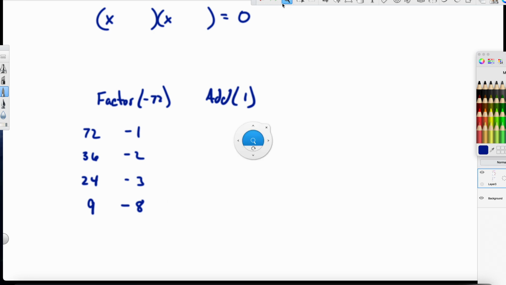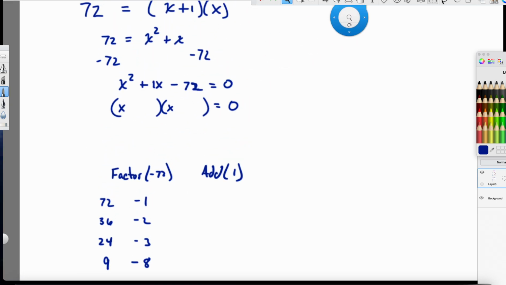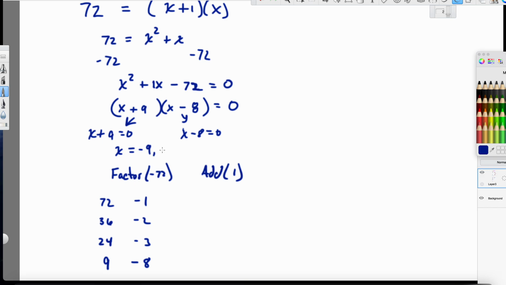So this works. Our factors are negative 8 and 9, so I'm going to put them in here. I'm going to put x plus 9 and x minus 8. And now what we do is we use the multiplicative property of 0. We know anything times 0 is 0. So what makes x plus 9 zero? So I can just set it equal to 0. What makes x minus 8 zero? And when we solve for these, I hope you see we get negative 9 and positive 8.